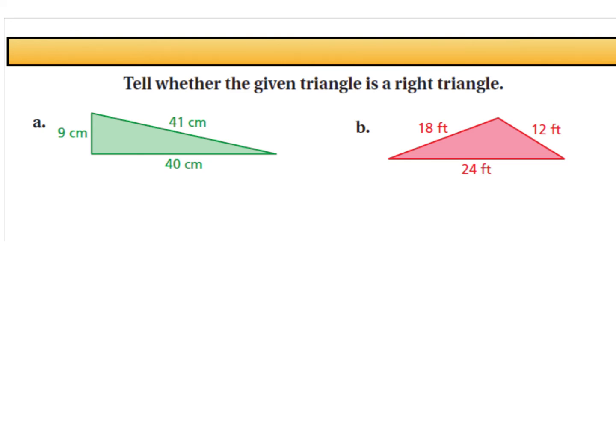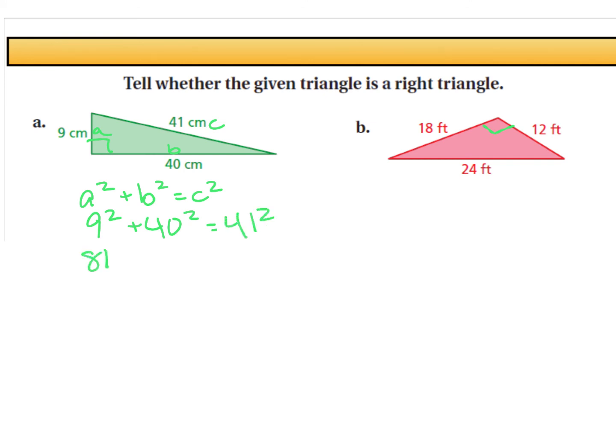So let's start with the green one. Now, both of these look like they could be right triangles, but I want mathematical proof that they are or are not. So we're going to start with the Pythagorean theorem. A squared plus b squared equals c squared. I'm going to plug my sides in. Here's A, B, and C. And again, I don't care which one's A and which one's B. So I have 9 squared plus 40 squared equals 41 squared.